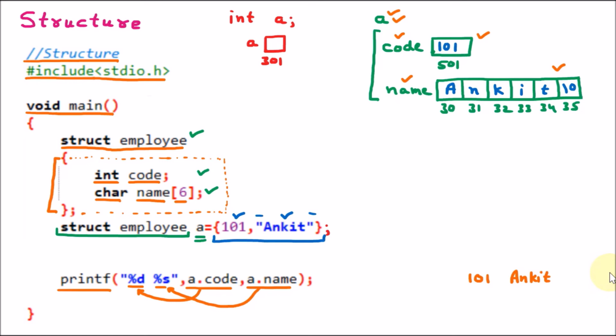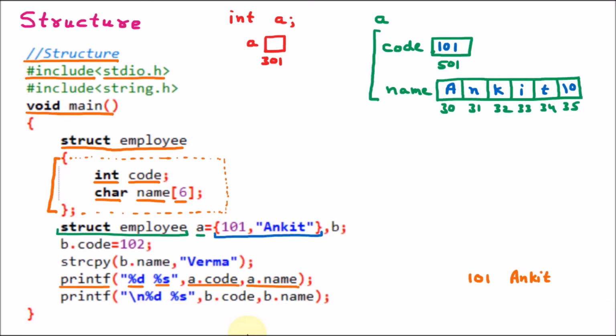But we know that structure is a user-defined data type, and we can create more variables. Just like here we have created only one variable, we can create more. So I am modifying this program to add a second variable. Here we have created one more variable of the structure. We already have struct employee. Whenever we create a variable of the structure, we have to use struct employee because this is the user-defined data type.